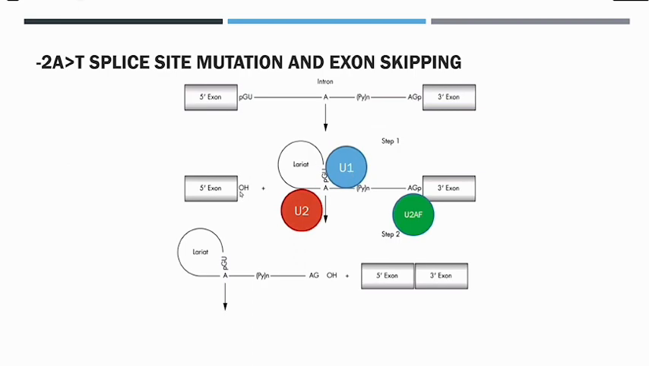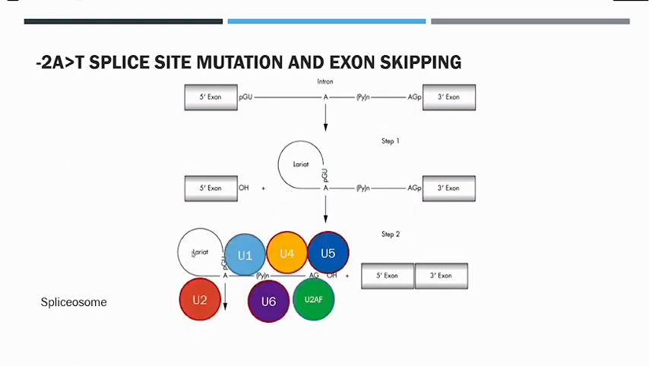This is an important step because once U1 and U2 are recruited, U1 cleaves at the 5' intron and it turns and forms a lariat. And then U2 cleaves at the 3' end of the intron. And then we have this entire spliceosome with other recruitments. And then the 5' and 3' exons are separated and fused together.